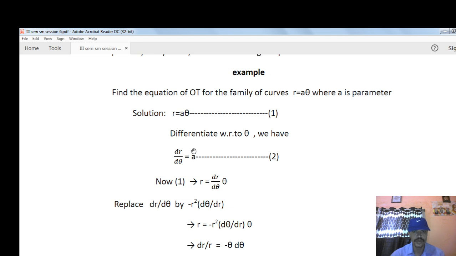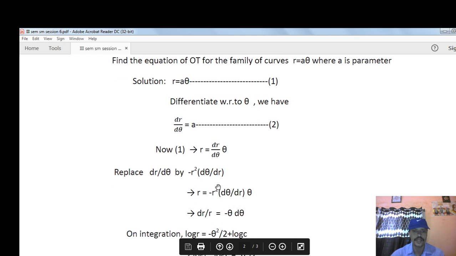Now I have to remove the arbitrary constant a between 1 and 2. But here it is easy to remove the a value because in equation 2 directly we have the a value. Just substitute the a value in equation 1 and definitely a will be removed. Now 1 implies r is equal to a is dr by d theta into theta. Here a is removed. Now, after removing a, apply the orthogonal condition. Replace dr by d theta by minus r square d theta by dr.